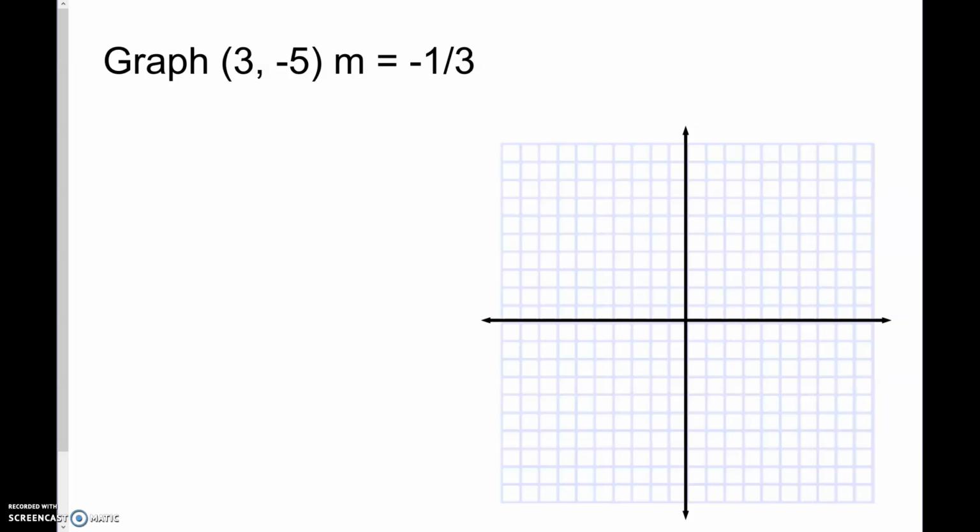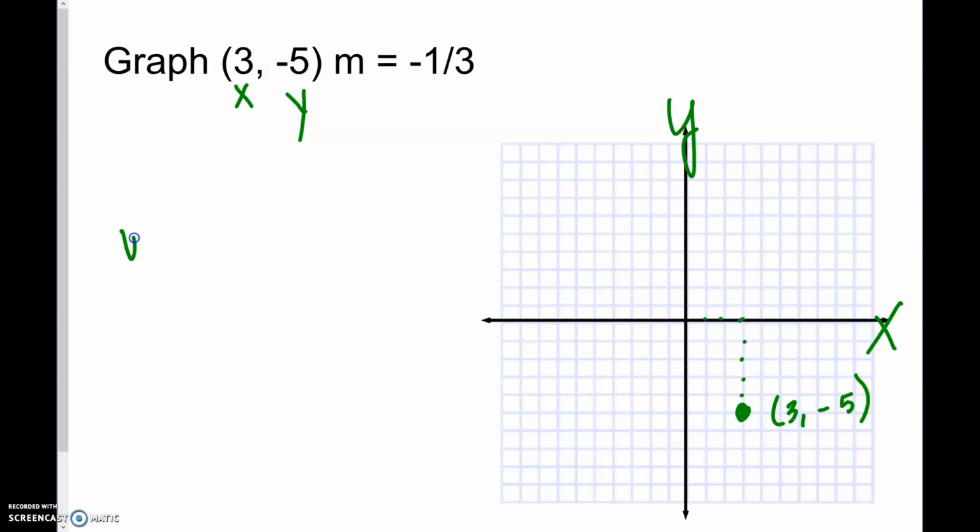All right, graph. We're graphing. So do we have a point? Do we know how to graph a point? Yes, this is x, this is y. Remember, this is your x-axis, this is your y-axis. So 1, 2, 3, and then down 1, 2, 3, 4, 5. That's where this point is. That point is 3, negative 5.